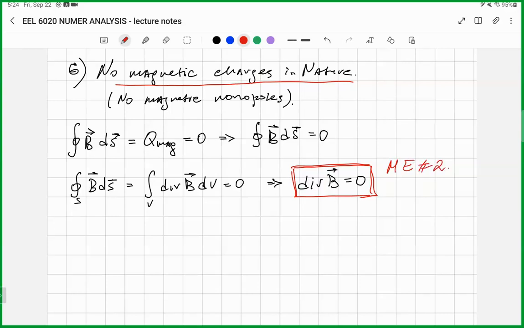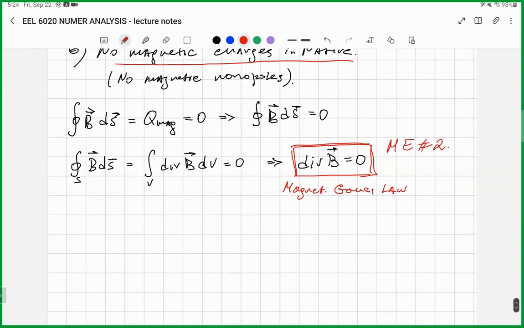This is Maxwell equation number two, and it's a simple statement that magnetic charges don't exist. So we can call this also magnetic Gauss law, by analogy with the previous electric Gauss law. All right, so this is the second Maxwell equation. Pretty interesting one.